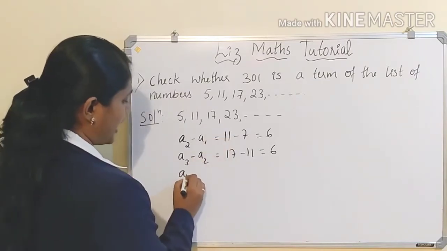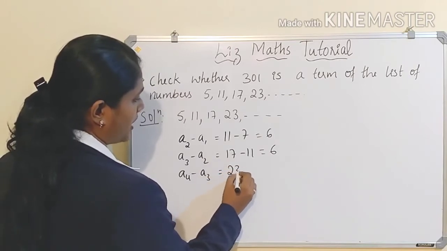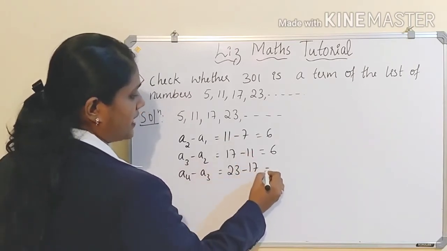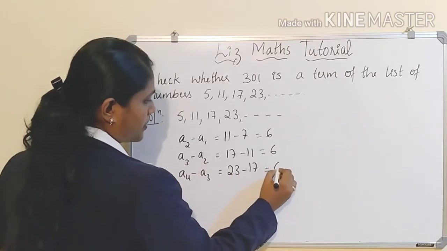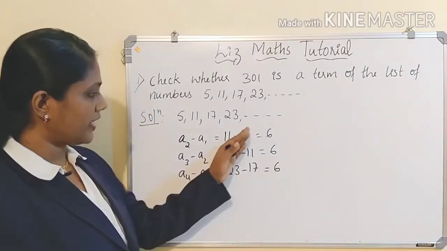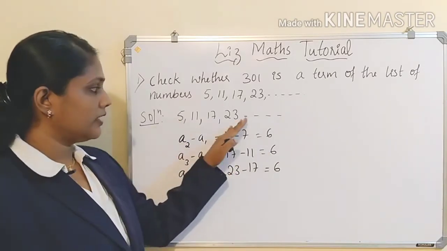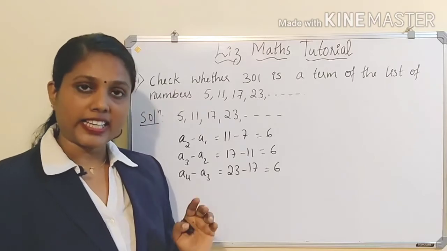Let's go for A4 minus A3. A4 is given as 23, minus 17 as A3. That also gives you 6 as a common difference. Now we can see that all our common differences are the same. So we can say that the given list of numbers is in AP.